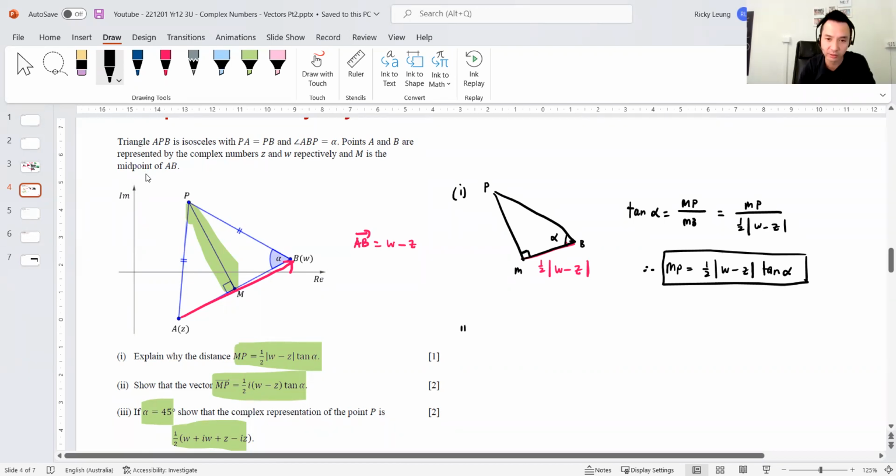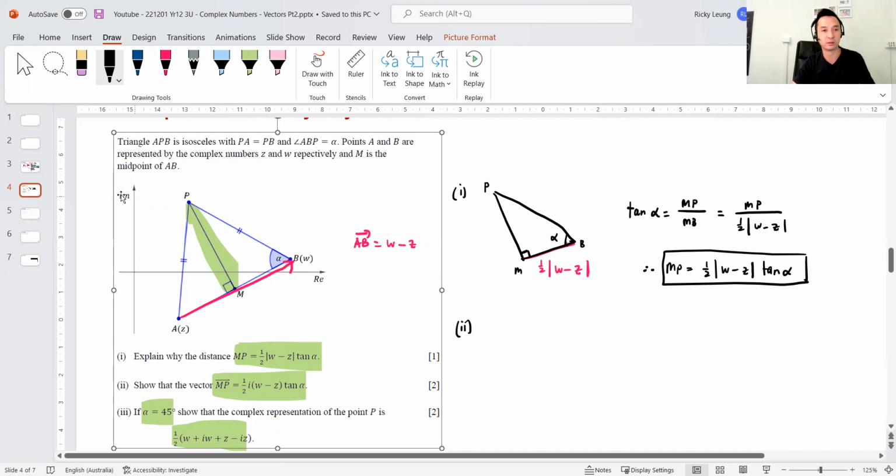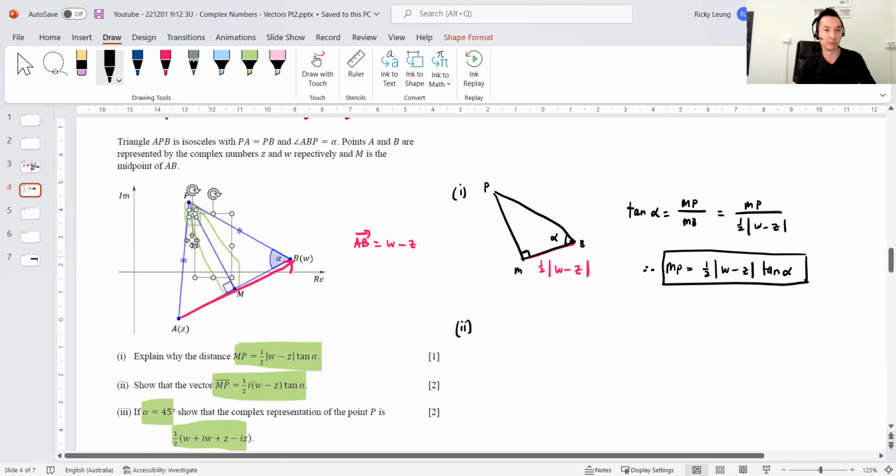Now I think we're going to use vectors. Show that MP, right? So maybe I'll delete this first. Just the highlighting, I mean. And then maybe I'll introduce a different color. So they want MP going this way, right? So just because we found that, okay, so that MP is a half.